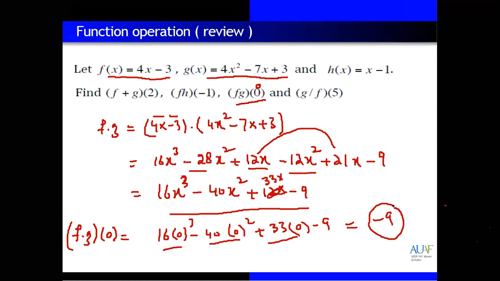Clear, guys? This is multiplication. You know the rules of algebra multiplication, how you can multiply one expression with another. In the same way, you can multiply two different functions. Similarly, we have division, and you can divide in the same way.